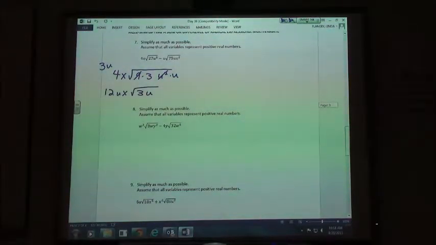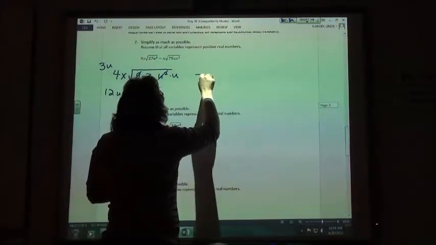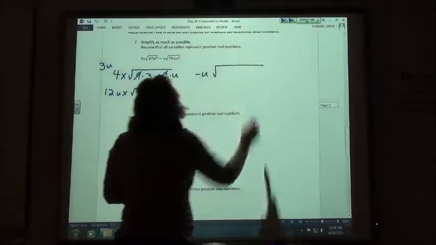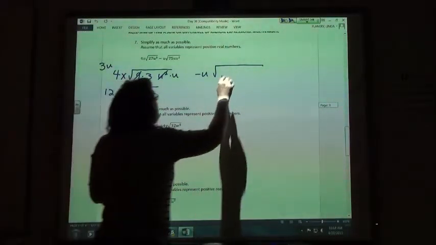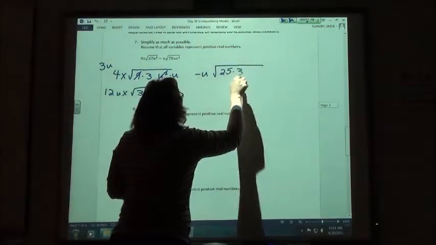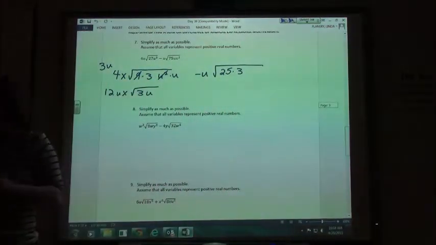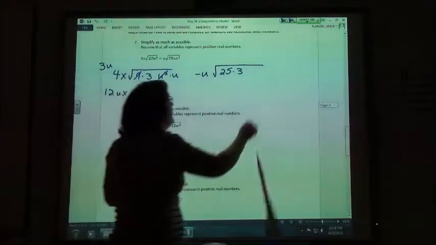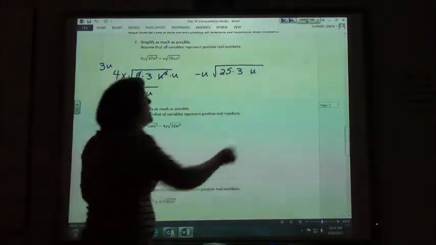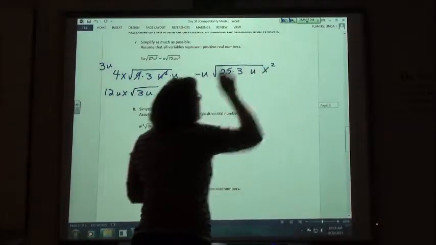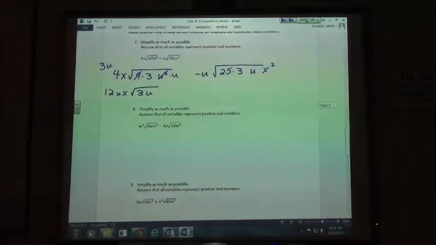Now I got to do the other side. I got a minus u in front. I'm going to simplify the square root of 75ux squared. 75 is not a perfect square. I can factor that into 25 times 3. The u, although it's not a perfect square, there's nothing I can do with it, so I'm going to leave that as a plain u. And then the x squared is a perfect square because it has an even exponent, so I leave it as x squared because I'm going to take the square root of that one.